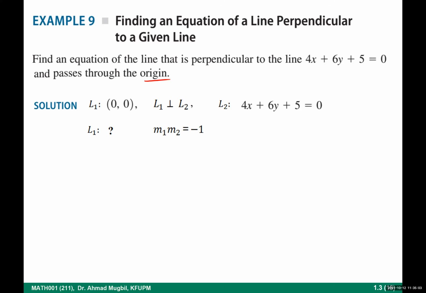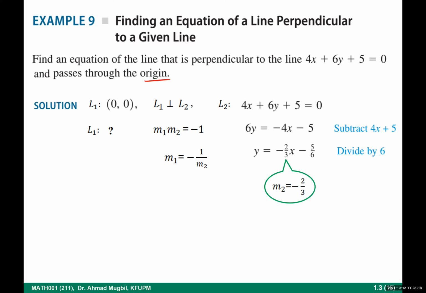And we need now to find M2. M2 is clear. Who can tell me what M2 is? -2/6. -2/3. Simplify: -4/6, which is -2/3. Here it is, this is M2. Now, what is M1? 3/2. The negative reciprocal. Change the sign, take the reciprocal.